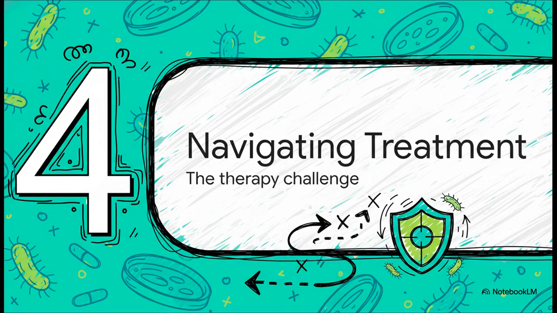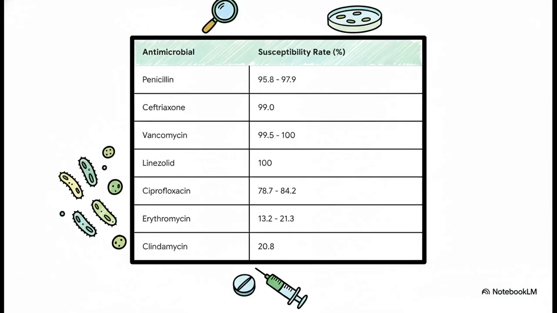Which brings us right to the next big challenge. Once we know what it is, how do we treat it effectively? Let's get into the complexities of antimicrobial therapy. So, the surveillance data paints a really clear picture. It's almost always susceptible to beta-lactams like penicillin and ceftriaxone, and drugs like vancomycin and linezolid? Rock solid, with basically 100% activity.